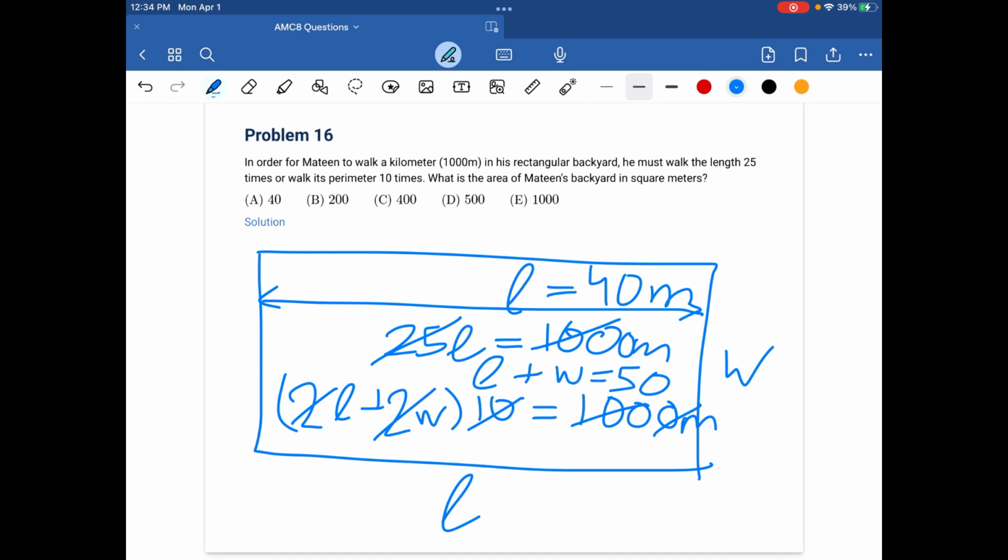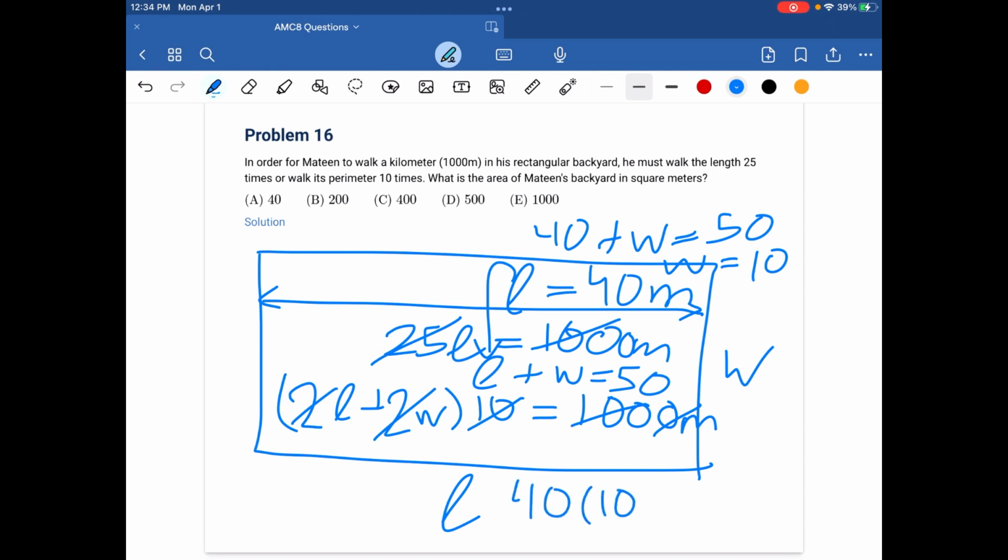We can substitute this equation over here and get 40 plus the width is equal to 50, and then we get the width is equal to 10. And now that we have the length and the width, we can multiply them to get the area. So 40 times 10 is equal to 400. So our answer is C, 400.